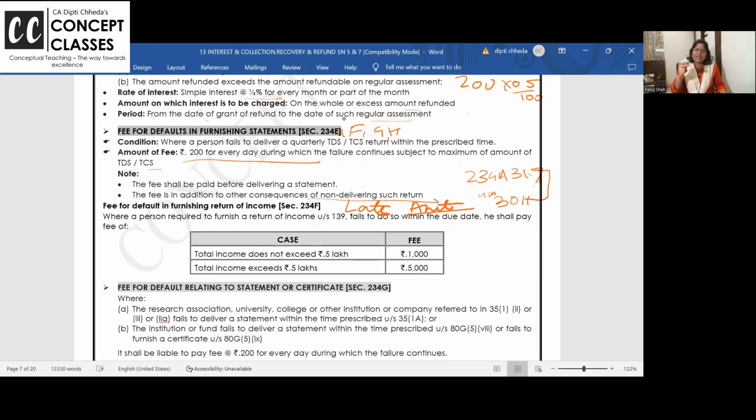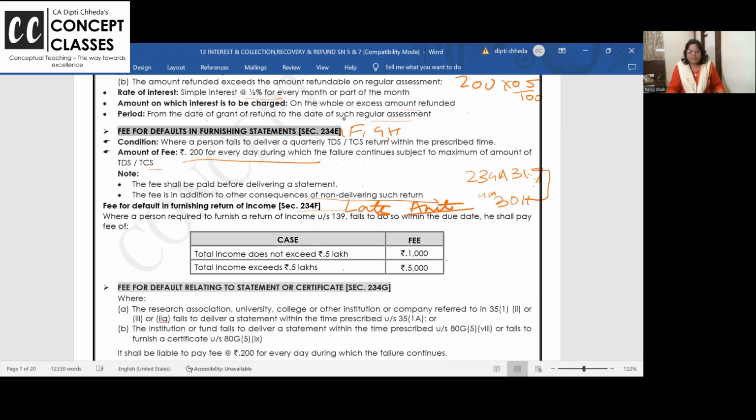Now for my mother-in-law, if I file the July return in September, will I have to pay 234F fees? Yes. If total income does not exceed 5 lakh, 1000 is the fees. If total income exceeds 5 lakh, then 5000 is the fees.